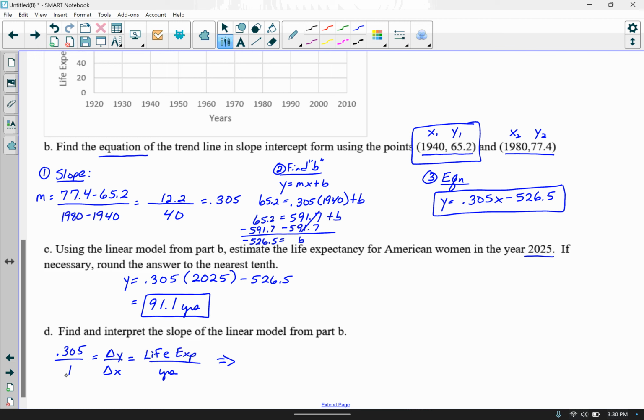So now we can write that every year, we're talking about women here, a female's life expectancy increases or decreases? Increases by 0.305 years. So I'll write that for us. Every year a female's life expectancy increases by 0.305 years. All right, that finishes up this section.